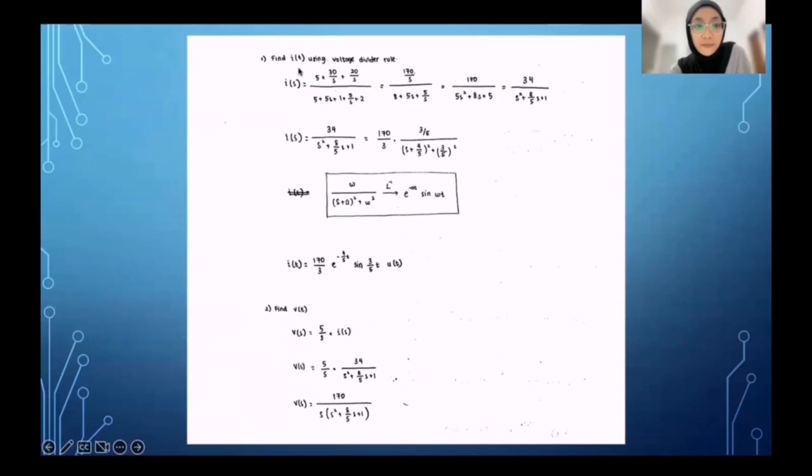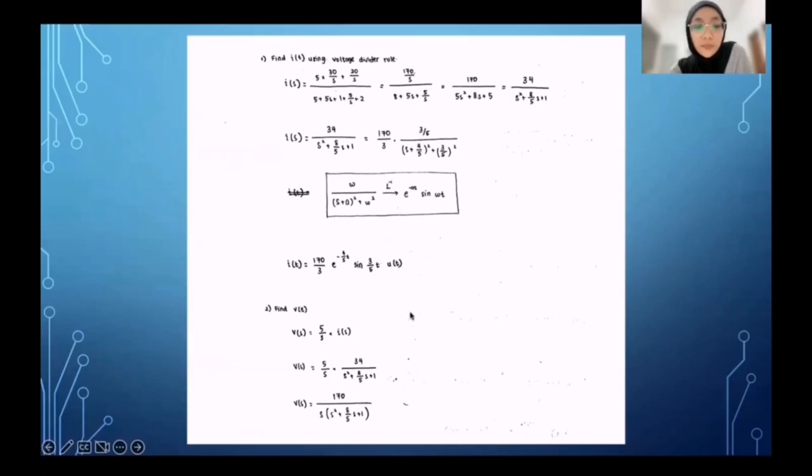Next, to find i(t), we find Is first using the voltage divider rule, where we get Is equal to 34 over s squared plus 8 over 5 s plus 1, which we will transform into this form. Then we get Is equal to 170 over 3 times 3 over 5 over (s plus 4 over 5) squared plus (3 over 5) squared. By applying this formula, we get i(t) equal to 170 over 3 e to the power of negative 4 over 5 t sine 3 over 5 t u(t).